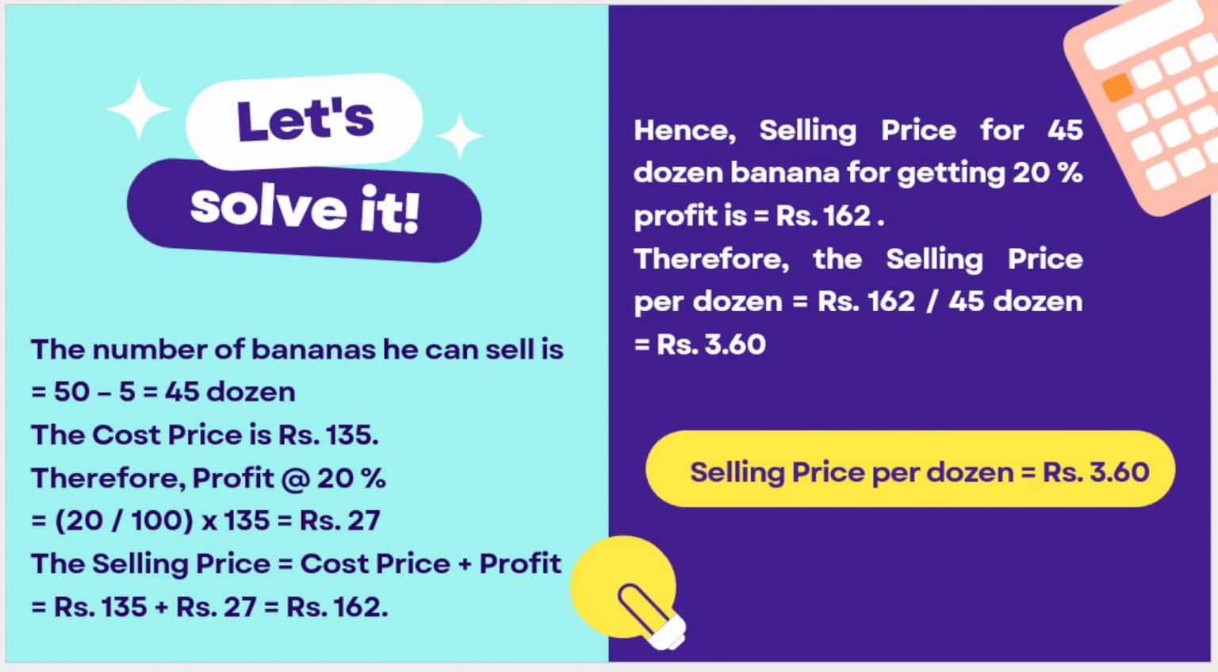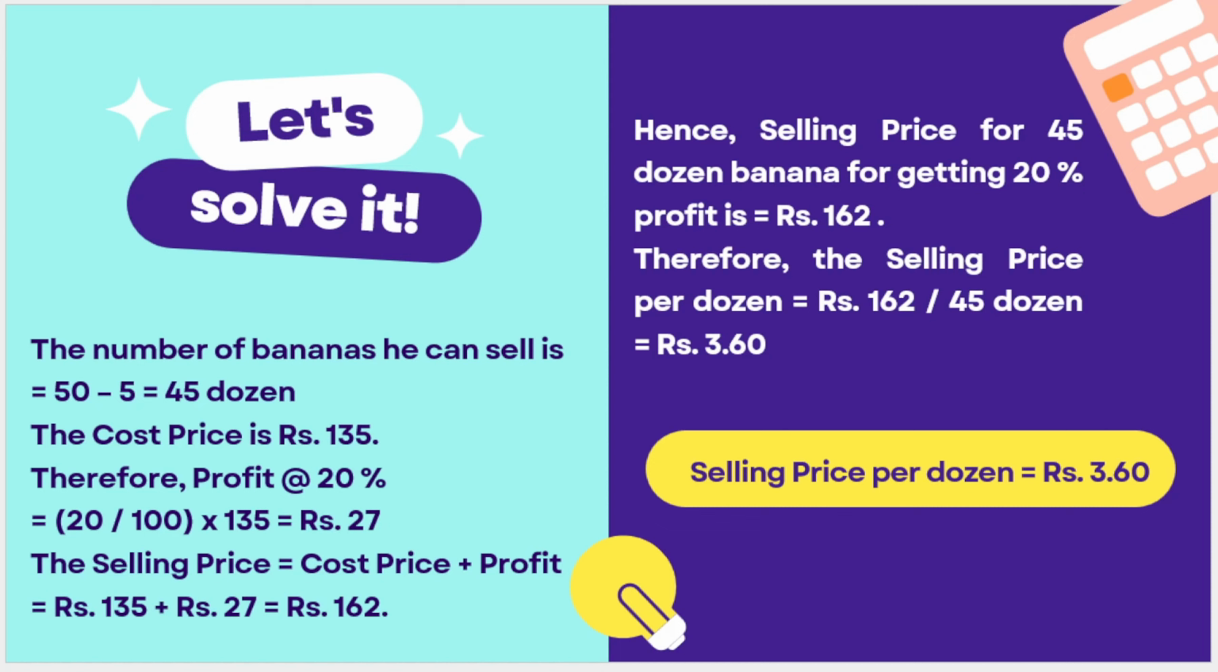Solution to example 5. As 5 dozen bananas could not be sold because they were rotten, the number of bananas he can sell is equal to 50 dozen minus 5 dozen, which comes to 45 dozen. The cost price is rupees 135. Therefore, profit at the rate of 20% is equal to 20 divided by 100 multiplied by cost price, that is 135, which comes to rupees 27.